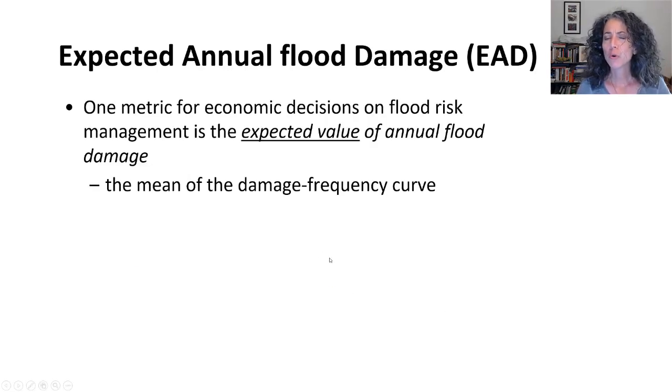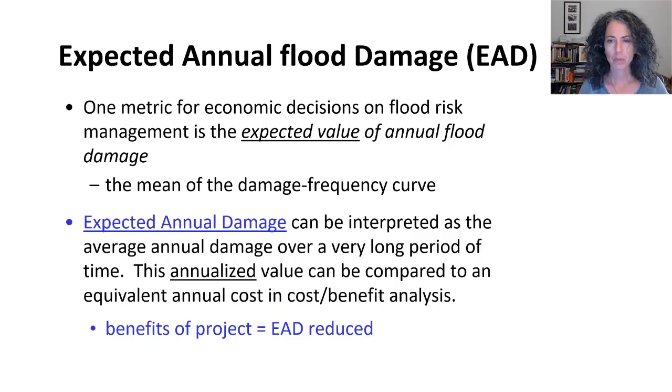So in flood risk analysis, our primary metric is the expected annual flood damage, or EAD. We've seen that the expected value is just the mean of a probability distribution. So expected annual damage is just the mean of the annual damage frequency curve. Since we're looking at this from a Monte Carlo simulation perspective, we can interpret EAD as the average damage over a long period of time, right?